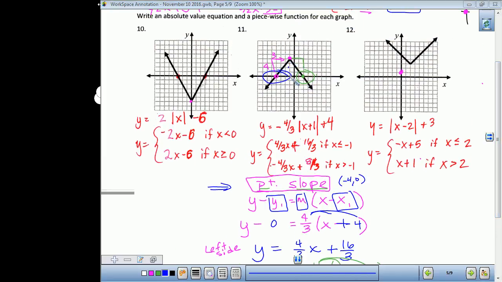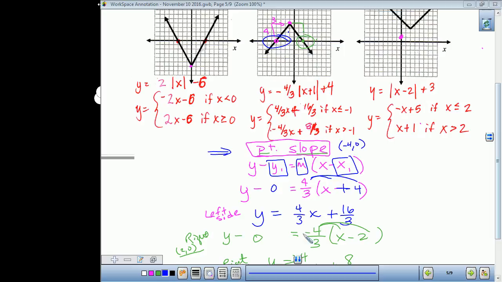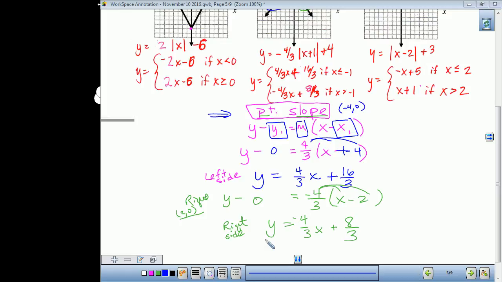But this slope is down 4 over 3. So this slope is -4/3. And I picked the point circled in green, which is the point (2, 0). So I plugged in 0 for my y and 2 for my x, and I distributed, and I got the equation for the right side.